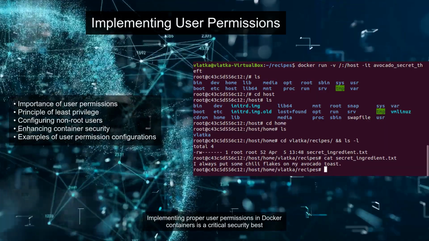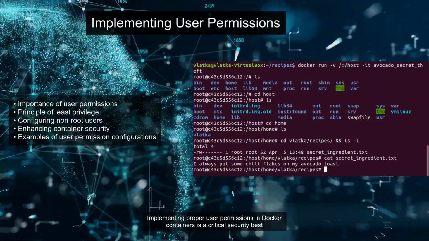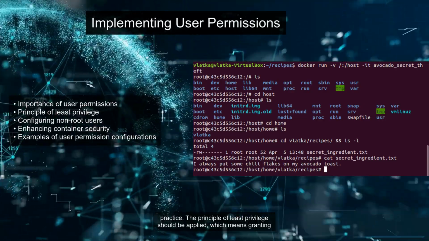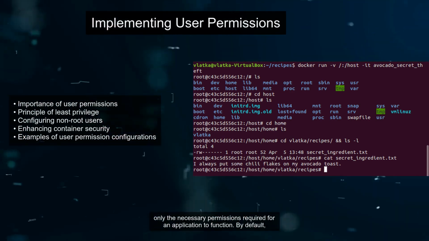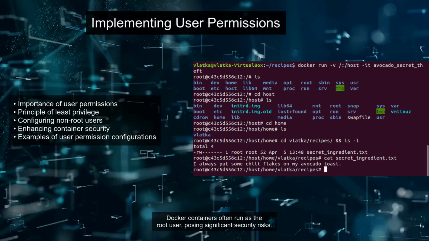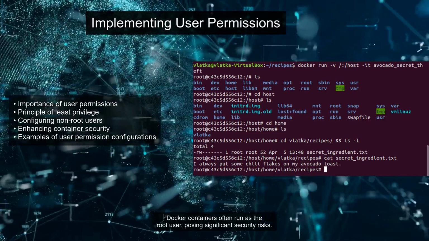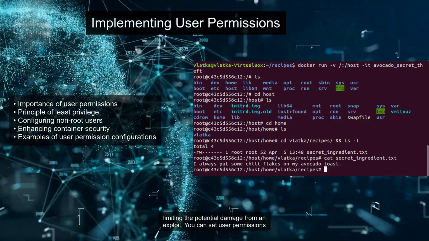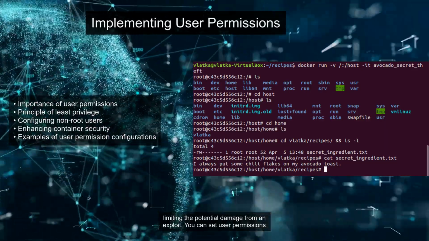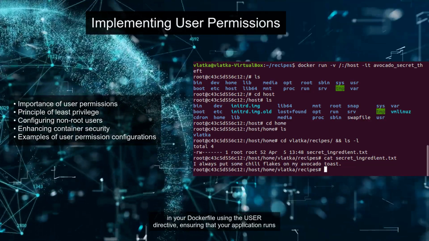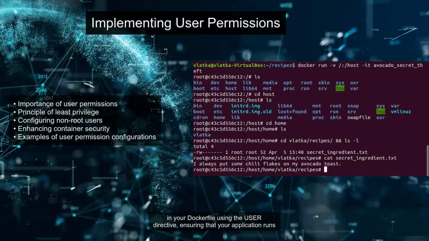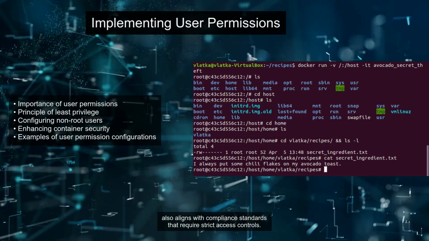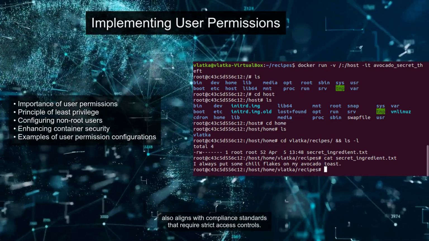Implementing proper user permissions in Docker containers is a critical security best practice. The principle of least privilege should be applied, which means granting only the necessary permissions required for an application to function. By default, Docker containers often run as the root user, posing significant security risks. Configuring containers to run as non-root users can significantly enhance security by limiting the potential damage from an exploit. You can set user permissions in your Dockerfile using the USER directive, ensuring that your application runs with the least privileges necessary. This practice not only strengthens security but also aligns with compliance standards that require strict access controls.